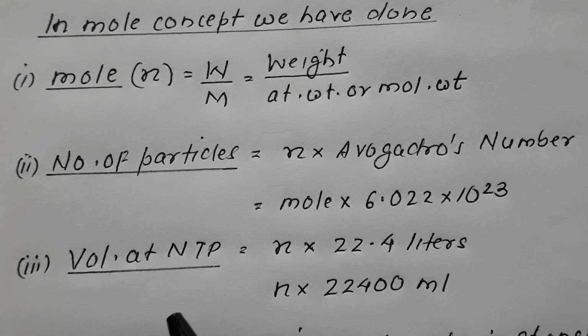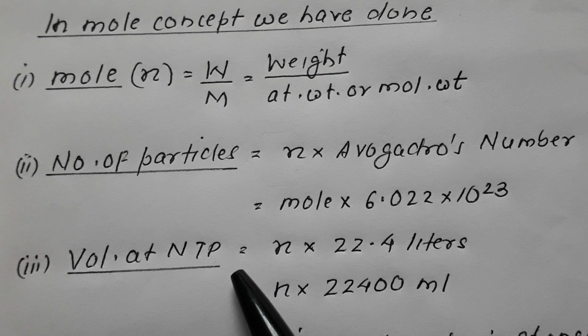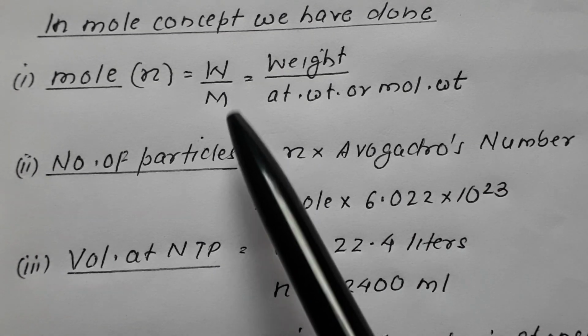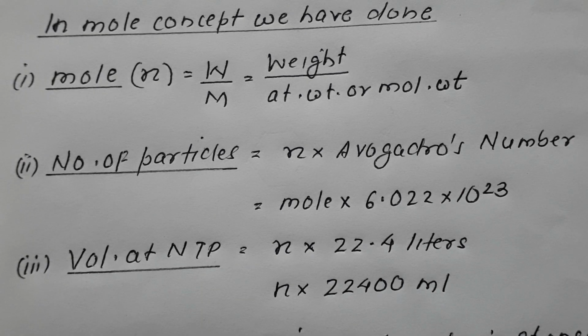And then volume at NTP: we have done that volume at NTP is n into 22.4 liters or n into 22400 ml. So using these three concepts which we have already dealt with along with the mole concept, you can refer to the videos Mole Concept part 1, part 2, part 3 that I have covered. Using the mole concept you can understand these concepts well, but now we are using them. These are the three formulas from the mole concept which we will now be using in the stoichiometric calculations.